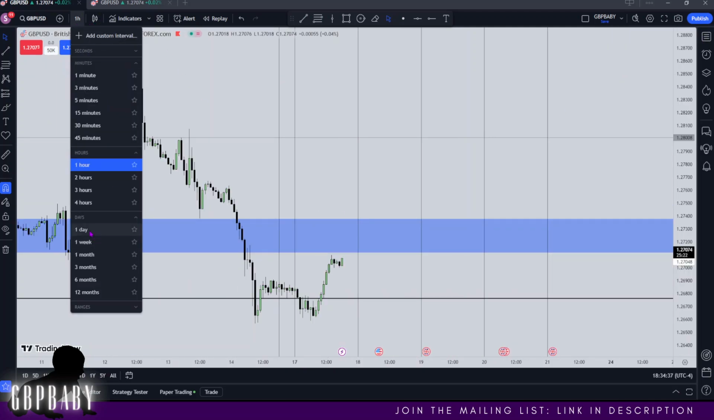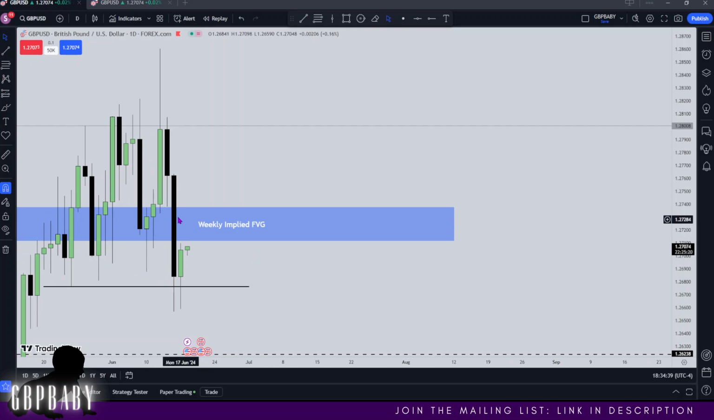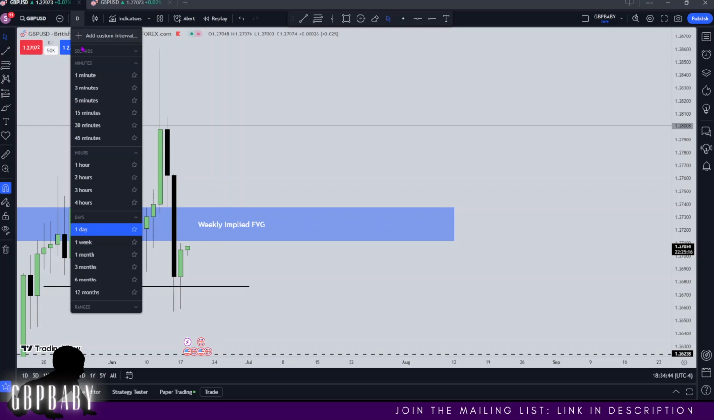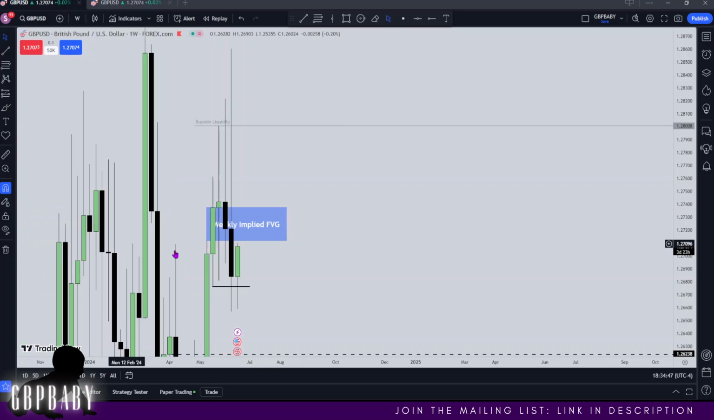Here's the daily on euro. You can see we're trading higher beautifully towards our weekly implied fair value gap, so no complaints right there. Now this is an implied inversion fair value gap, and what I mean by that is that I'm looking for price to find resistance as it gets into this range. So let's go to the 4 hour, and you can see our price has just traded higher the entire day, just as anticipated. So once it starts to hit this range, I want to see it struggle.